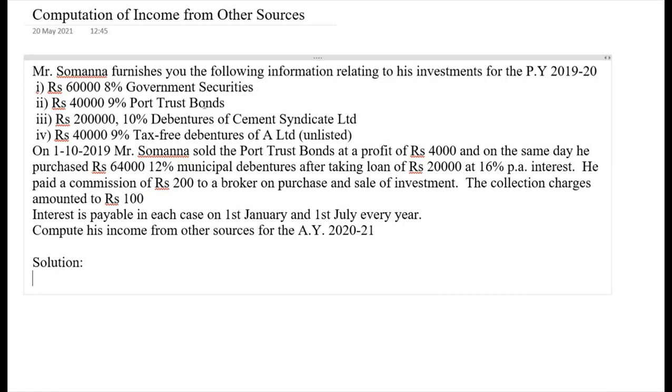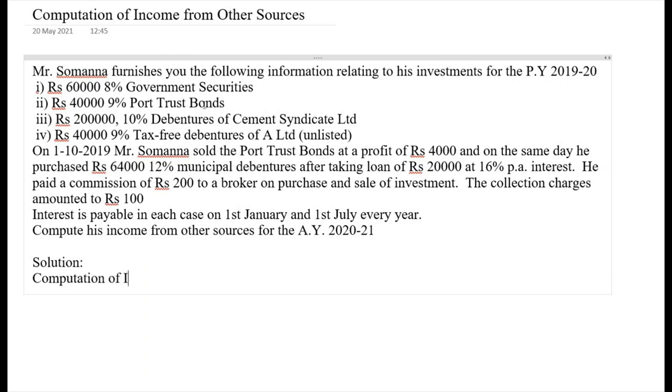Then he has taken a loan of rupees 20,000 at 16%, which is deductible here. He obtained the loan in the month of October: October, November, December, January, February, March. So 6 months interest can be claimed by him. Then he has paid a commission of rupees 200 to a broker on purchase and sale of investment, which is not deductible here, because the commission paid on purchase of investment is included in the cost of investment, whereas that paid on the sale can be deducted from the selling price here. The collection charges amounted to rupees 100. It is deductible here. So now let's go for working out here.